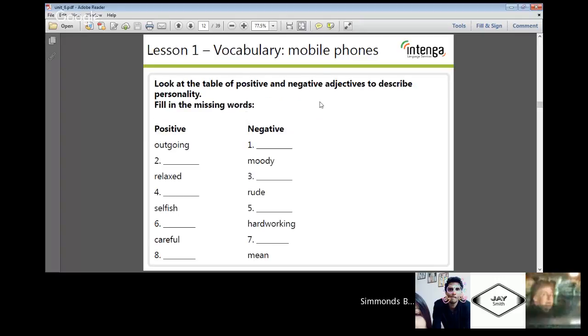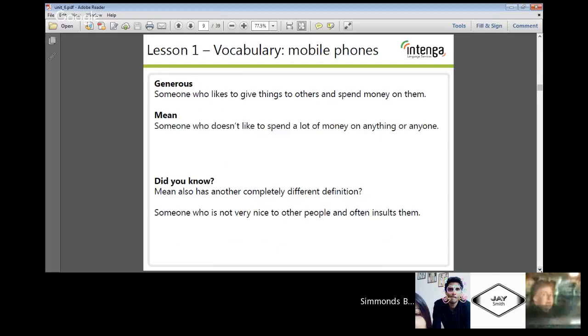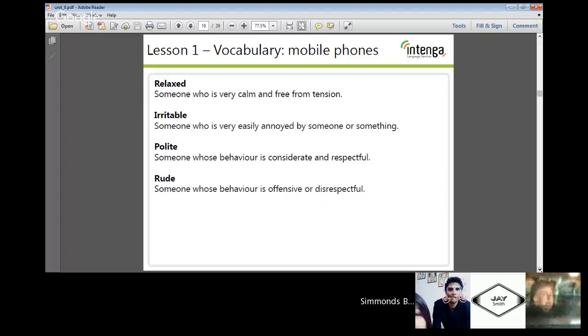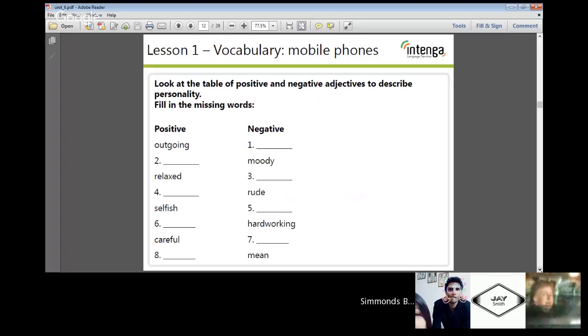What I want to do here is, we don't have the list. So let's read these quickly again. Actually, I might write them down. So we have generous and mean, and then relaxed, irritable, polite, and rude. And then we had cheerful and moody. There we go. Perfect. So let's talk about the positive ones. And actually, I should probably type these so that you all have them as well.